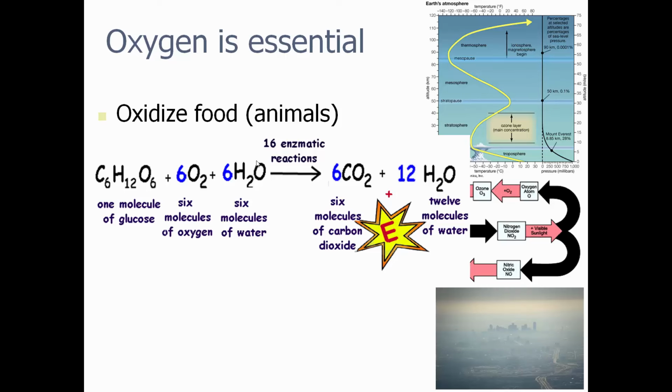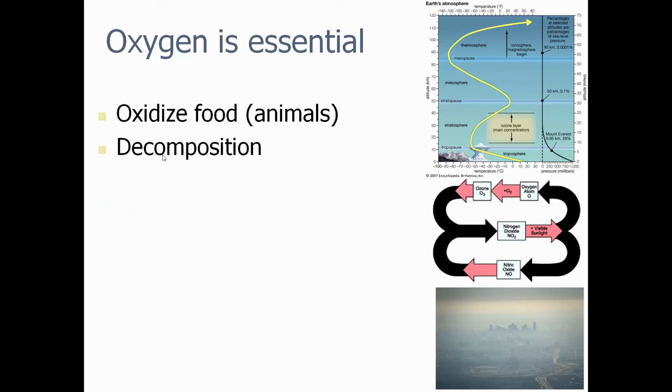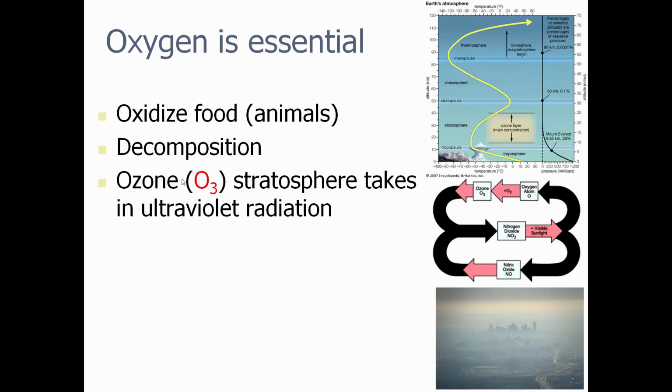So if you just flip this arrow, put sunlight into it, we actually make water, oxygen, and sugar. But this is the cellular respiration that all life on our planet has to do. And it produces ATP, which is the energy for life. We also need oxygen for decomposition. When we break down organic material, it's an oxidizing process. Theoretically, before there was oxygen or some other energy molecule out there, there was no decomposition. Ozone, O3, in the stratosphere takes ultraviolet radiation and actually stops it.